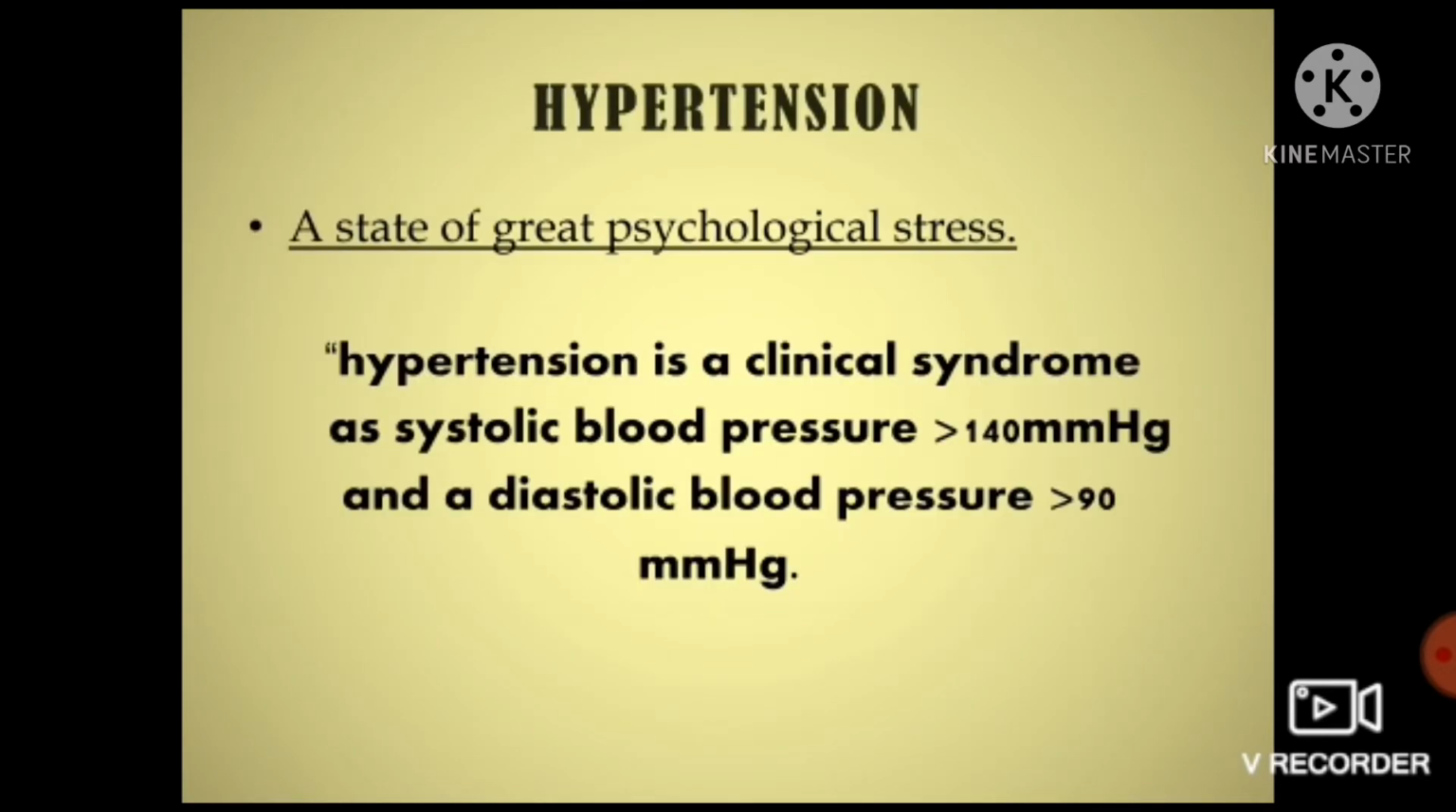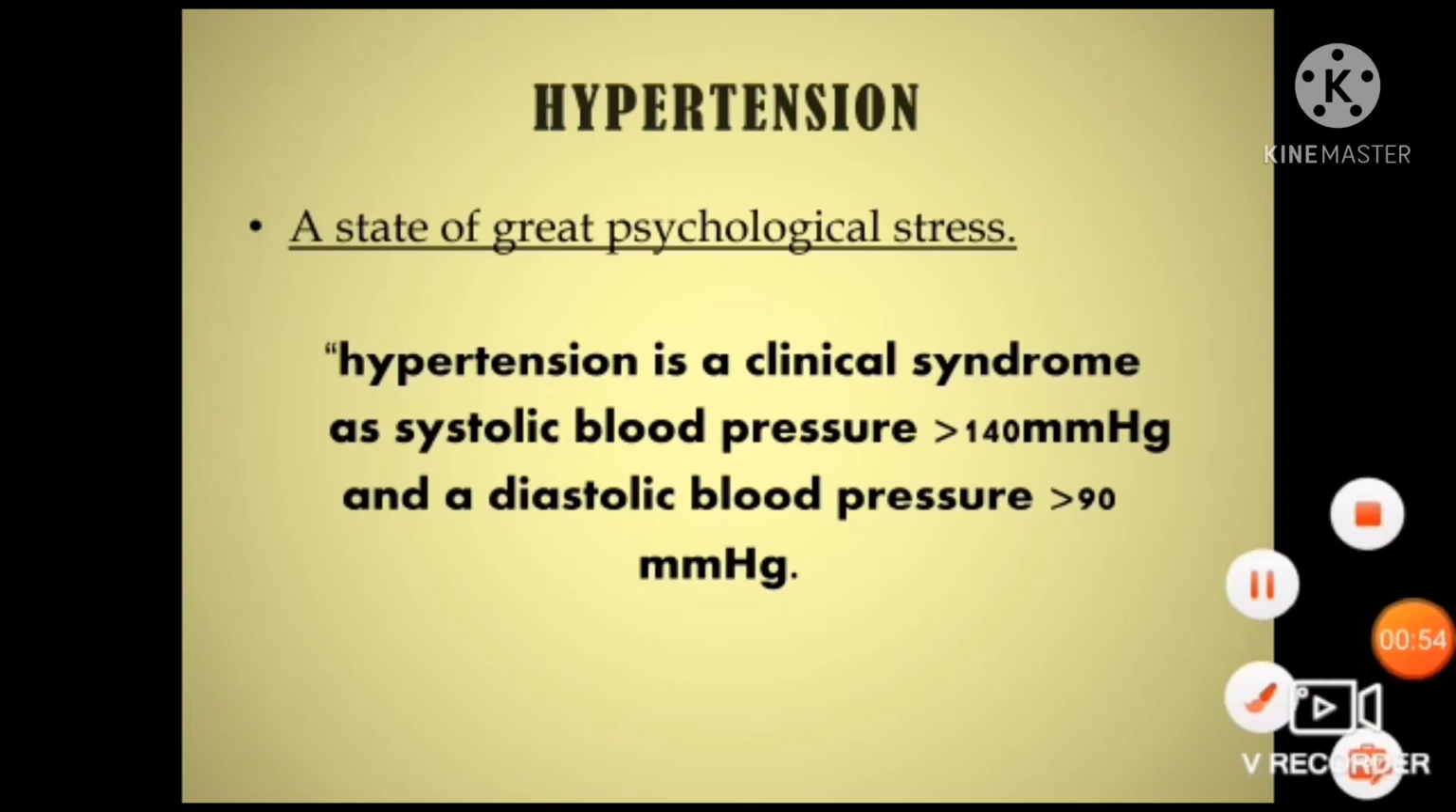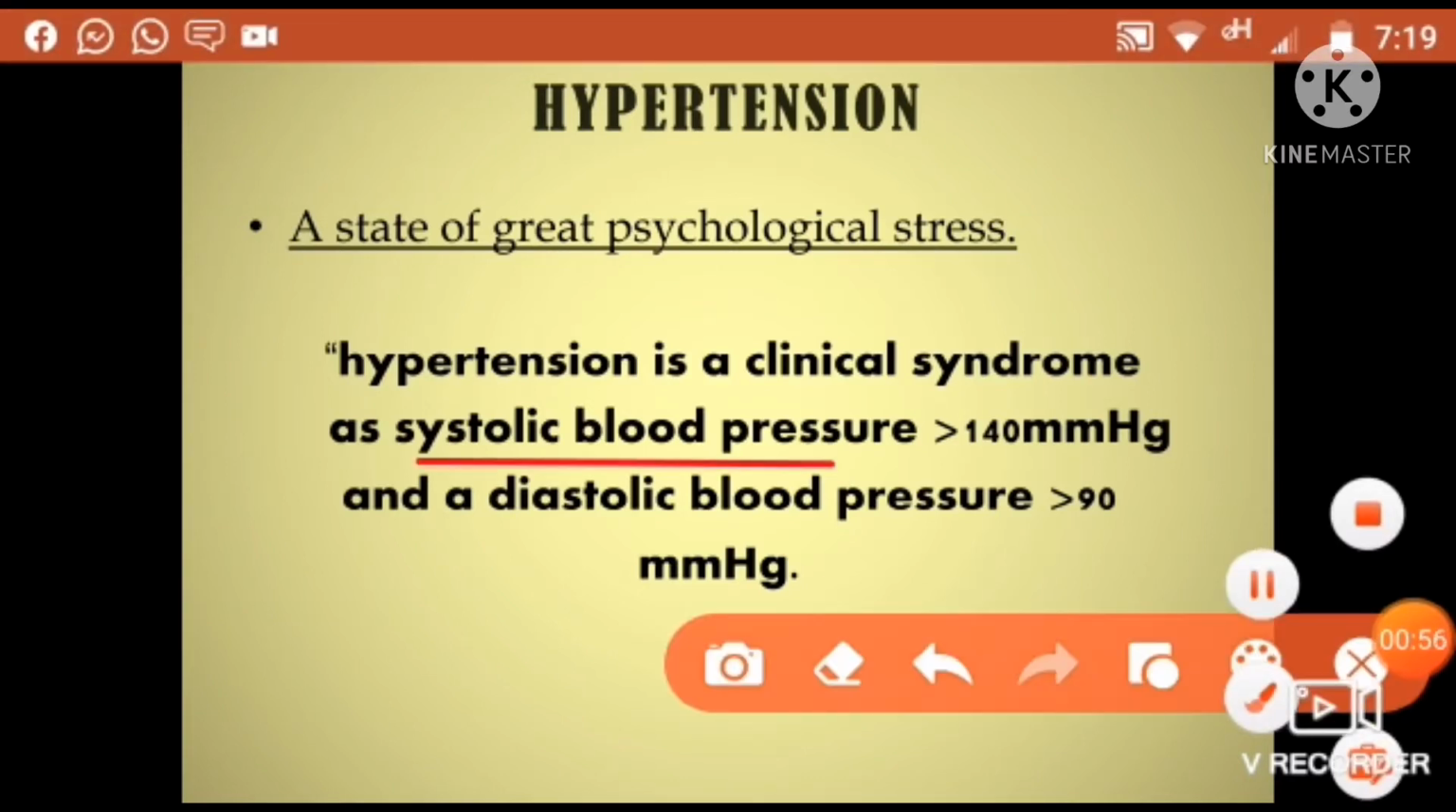Hypertension is a great psychological stress. Why are we saying it is psychological? Because it is directly or indirectly related to the brain, causing psychological as well as physiological damage. It is a clinical syndrome and we can study it in two different aspects. The first one is systolic blood pressure, and the second is diastolic blood pressure.